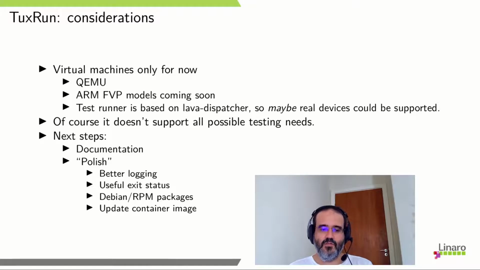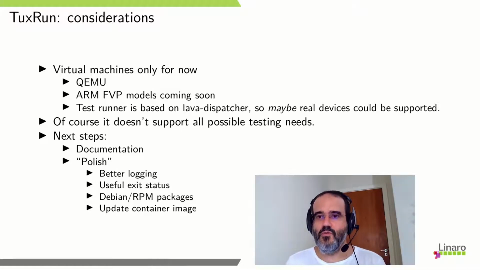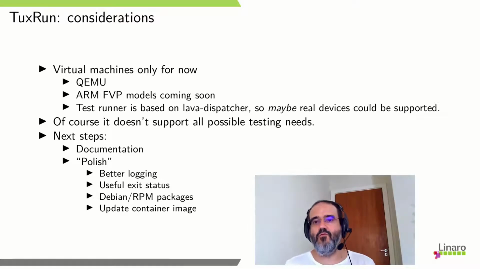And then some polishing work on the user interface. So we want better logging. We want a useful exit status. Right now TuxRun will always exit 0 if it was able to boot the kernel, and we want it to fail if any test fails. We also want to provide Debian and RPM packages and a way of updating the container image that is used to run the tests. Right now it will pick the first container image it finds and it will never update it again. But those are improvements we should be able to do soon.